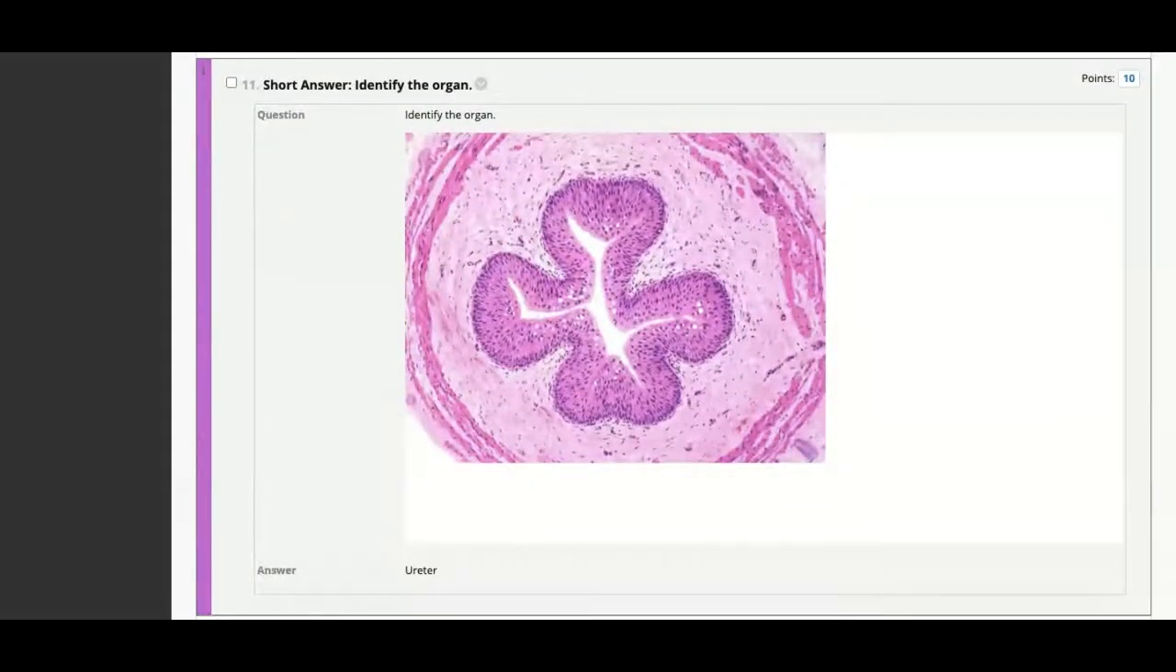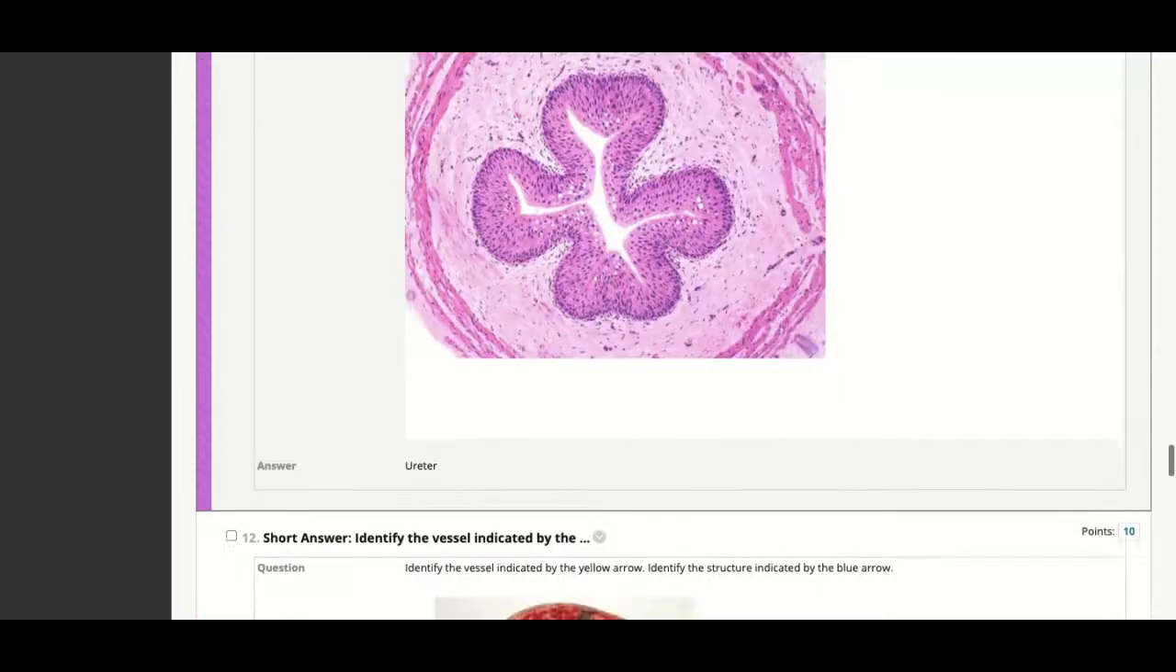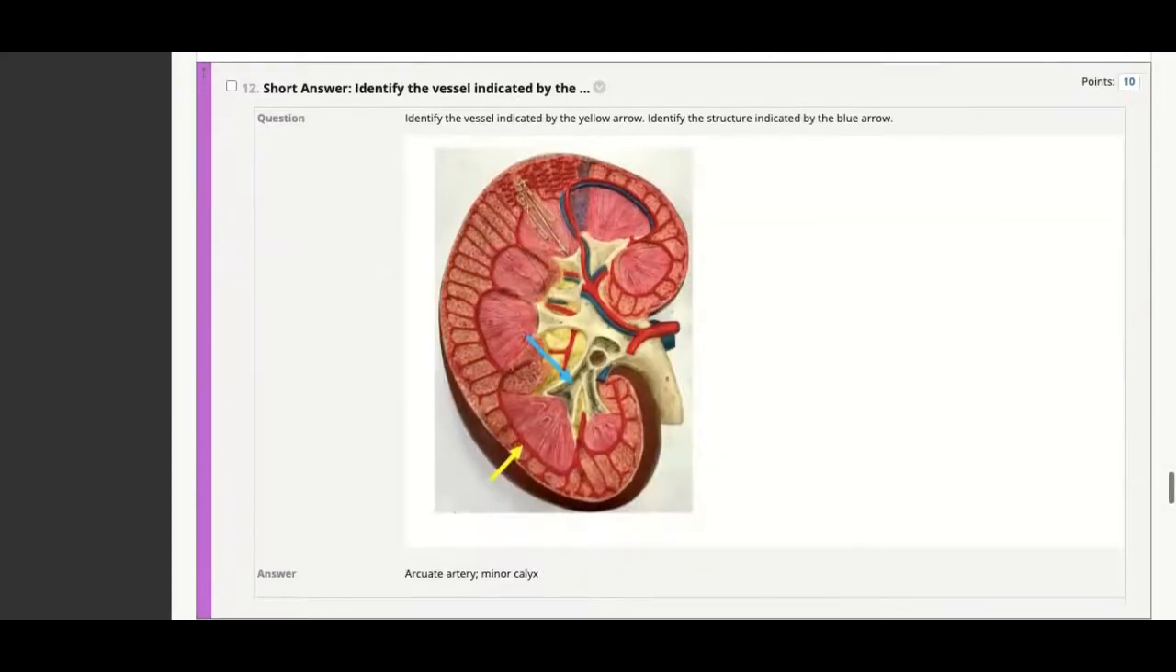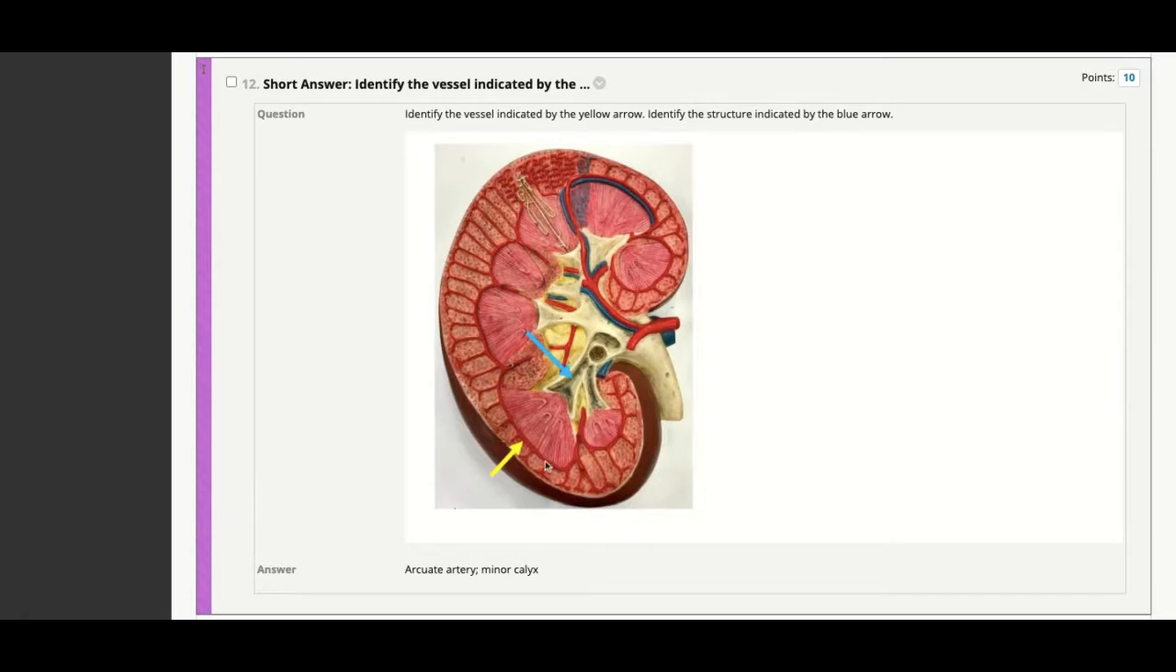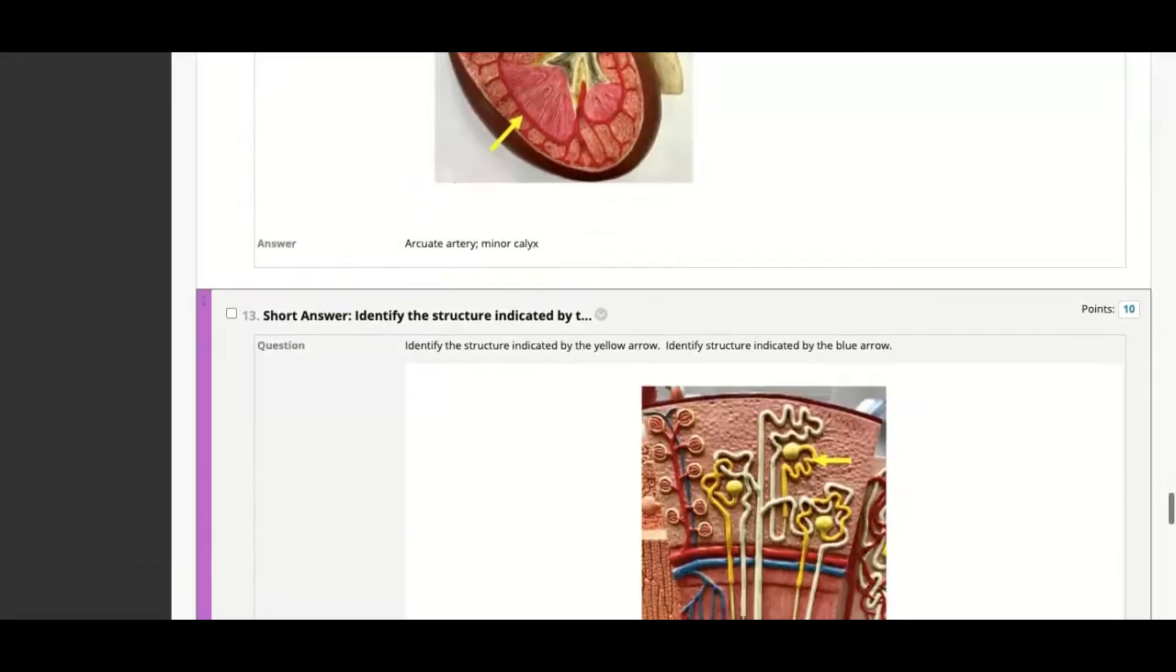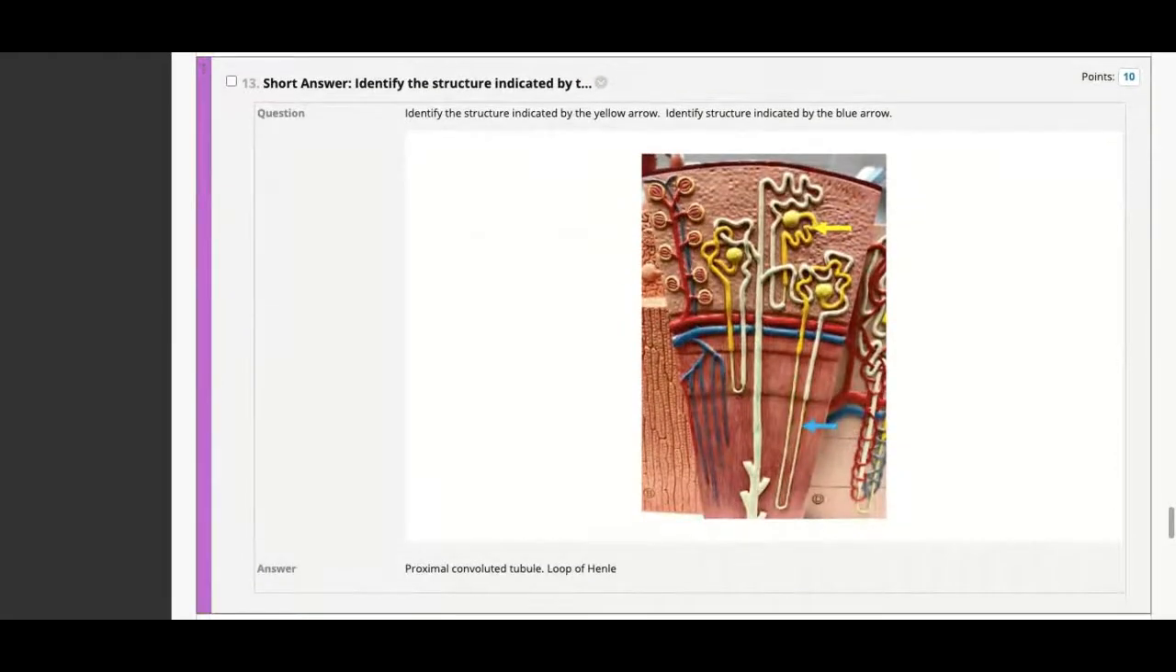Question 11, it asks about the organ. When you see the star-shaped lumen, this is the ureter. Question 12, yellow arrow shows the arcuate artery, and blue arrow is the minor calyx. Number 13, the blue arrow is the loop of Henle, and the yellow arrow is proximal convoluted tubule.